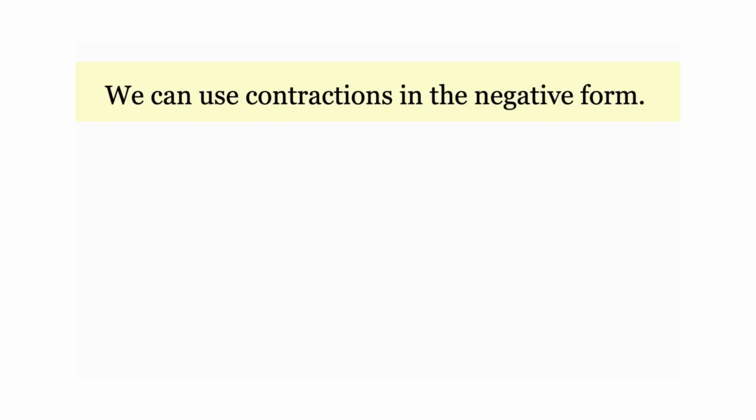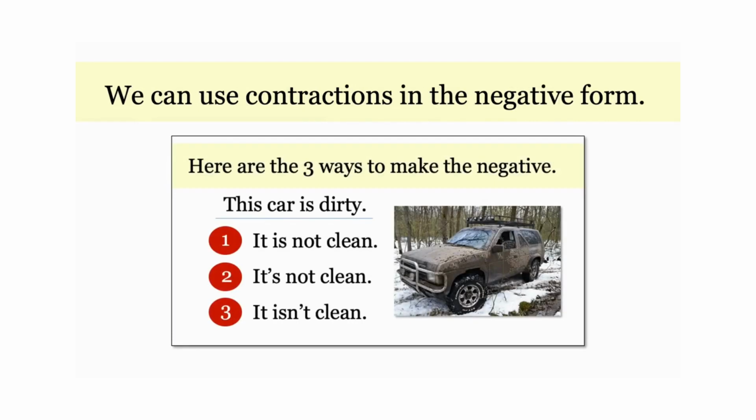We use contractions in the negative form. We use the same contractions you know from the lesson about the be verb in the negative. Remember, there are 3 ways. The long way with the full verb and the word not. The second way, make a contraction with the pronoun and the be verb. And the third way, make a contraction with the be verb and not.